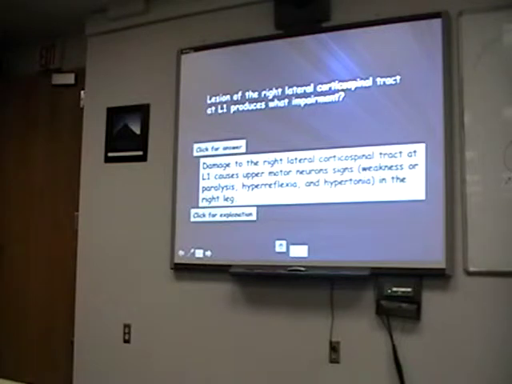So can you have a positive Babinski, but not clonus? You could theoretically, but not really. I mean, they almost always have both. Did you have a question?